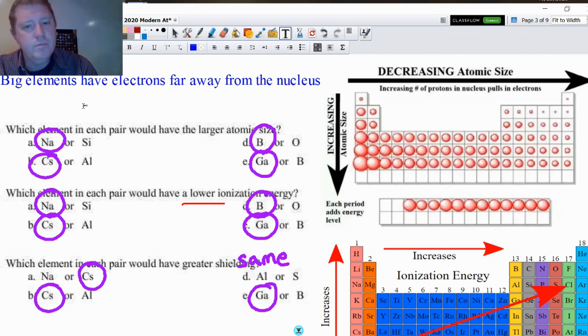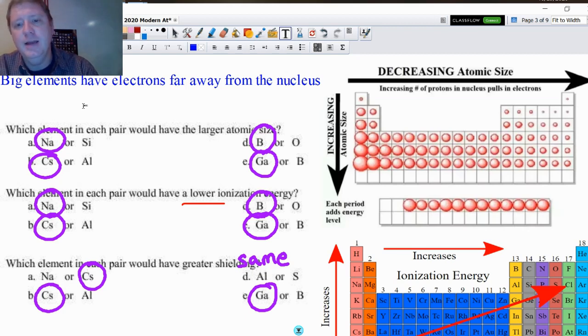Okay, number 7. Which element would have the greater shielding effect? Shielding effect is really about the number of energy levels being used. And so whichever one has more energy levels, it's going to have more shielding because each energy level shields or repels the other energy levels. So since cesium has more energy levels, it would be greater. Cesium has more than aluminum, so it would be greater.